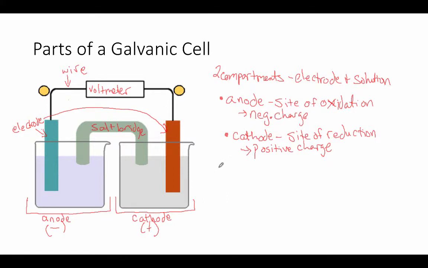And so we also have the wire, and through the wire electrons are transferred. It transfers the electrons from the anode to the cathode. The electrons will always flow from the anode to the cathode, so I like to think that they flow in alphabetical order. They go from A to C.